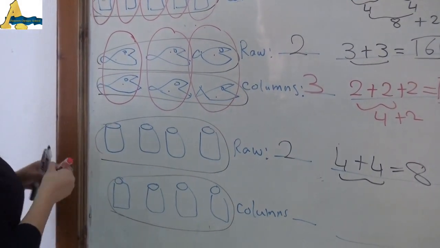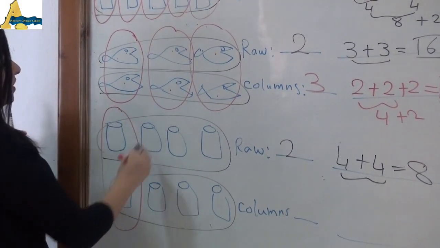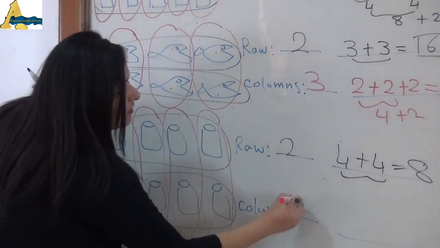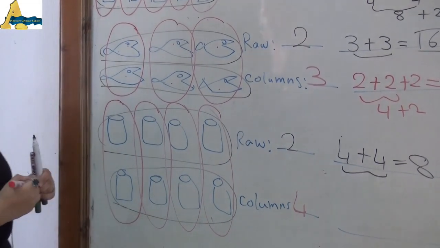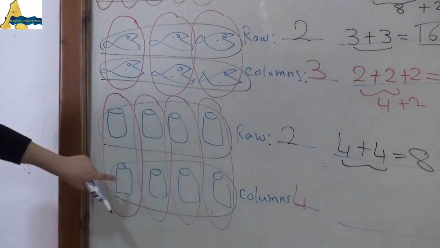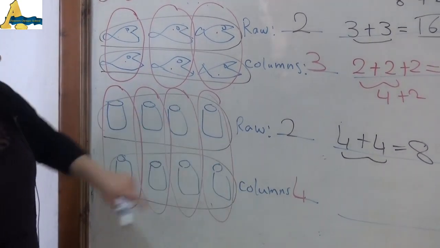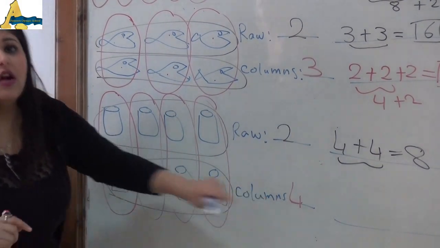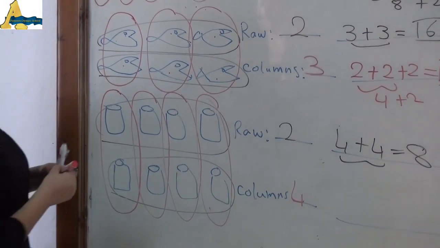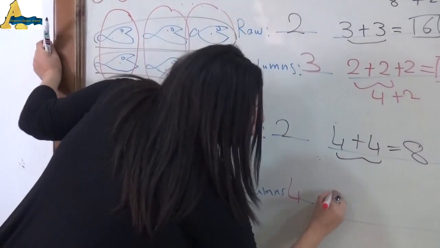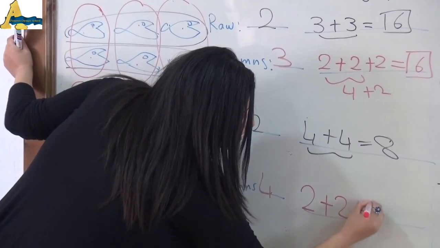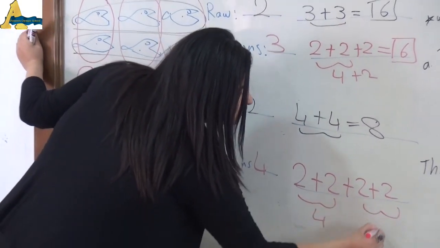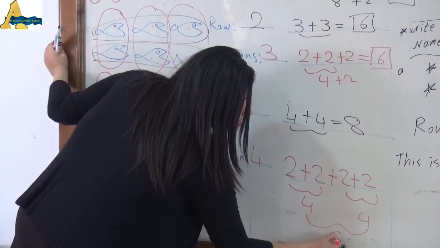Okay, let's do it by columns. 1, 2, 3, 4. So I have 4 columns. In each column, I have how many cans? 1, 2. This means 2 is going to be repeated 4 times. I'm going to repeat it by plus. So I'm going to make 2 four times. 2 plus 2 plus 2 plus 2. Double 2, 4. Double 2, 4. And double 4 is 8.